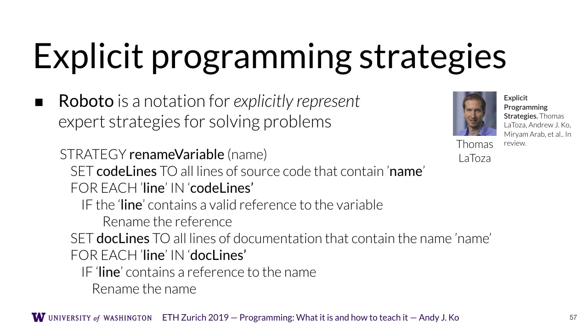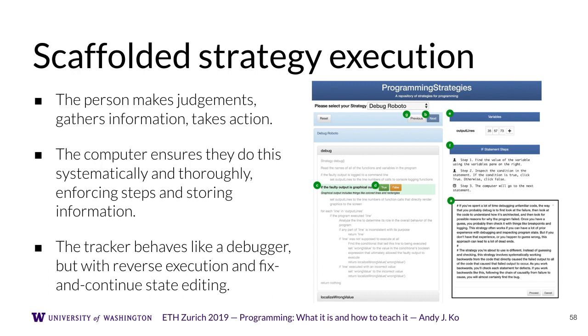And the special insight here is that by writing all of these down, developers are just more likely to do all of these steps and do them systematically. So how do we ensure that they follow this process? Well, we have a little strategy tracker. And this tracker divides up responsibilities between the developer and the computer. So the person, their job is to make judgments about code, to gather information from the world, and to take action, right? Modify programs, change state, things like that.